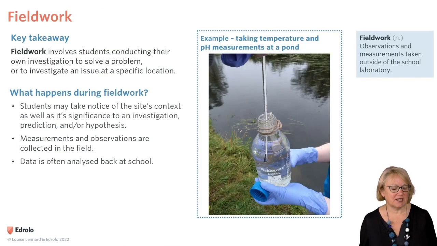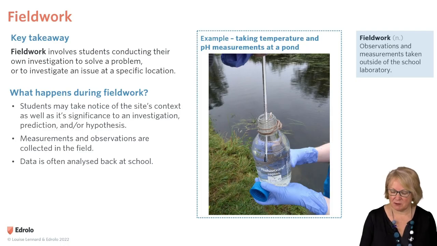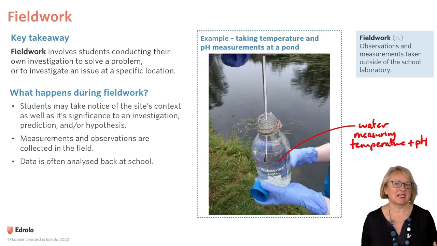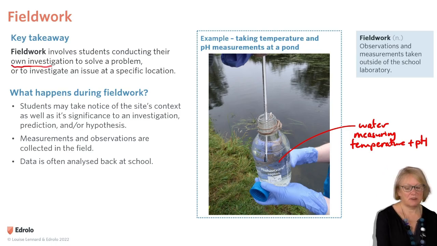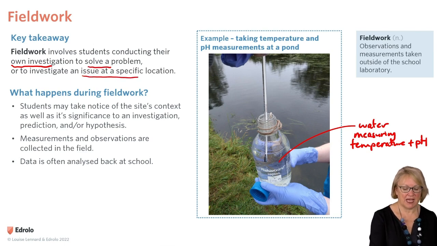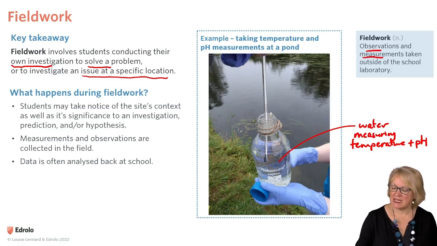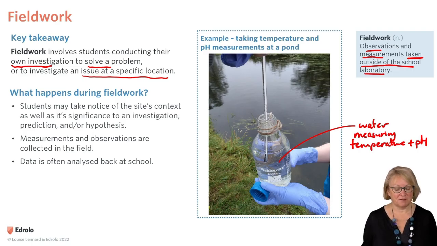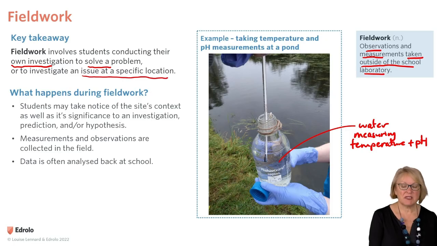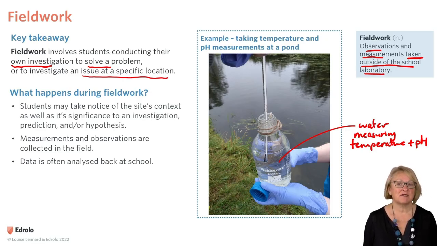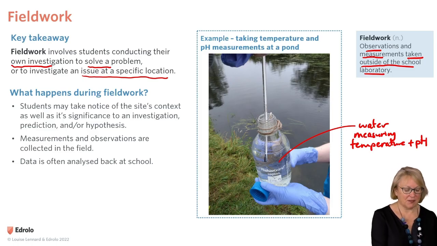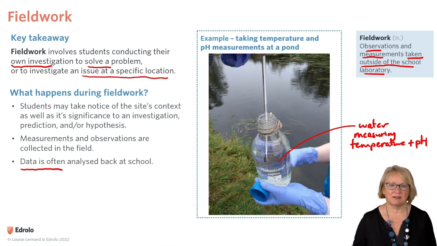So field work, if you're fortunate enough to be able to go into the field or into the earth as a laboratory rather than stepping outside your science lab, you might be able to collect some data. So here we have someone collecting water samples and measuring temperature and pH. So this is an example of collecting data in the field. It involves students conducting their own investigation to solve a problem or to investigate an issue at a specific location. So it's measurements and observations taken outside of the school laboratory. Students might take notice of the site's context as well as its significance to an investigation, prediction and or hypothesis. Measurements and observations are collected in the field. Some are measured in the field, some are taken back to the school, and the data is often analysed back at the school in the science laboratory.